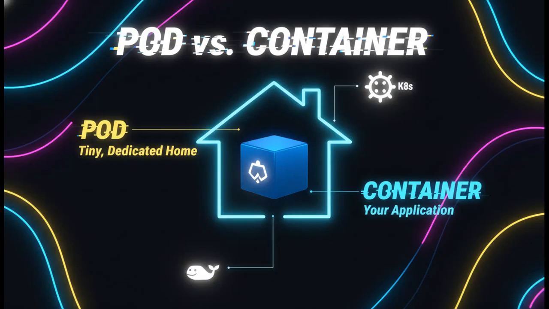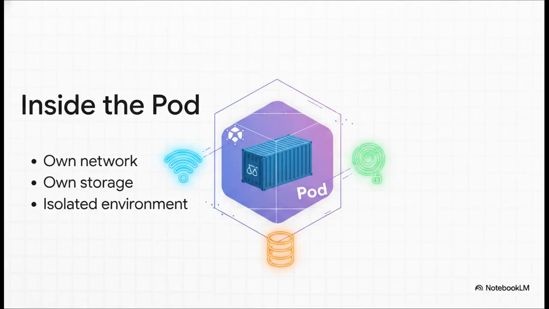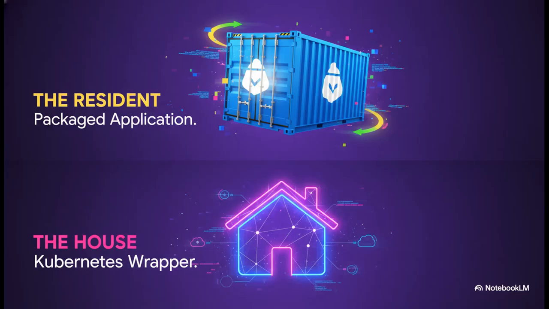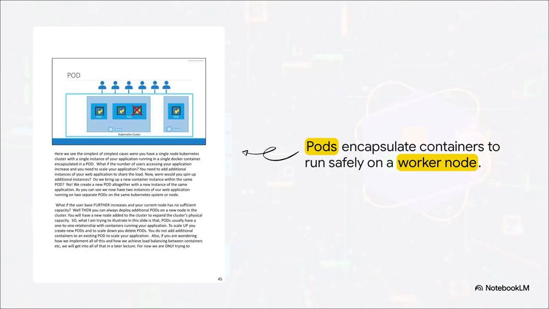The best way to picture a pod? Think of it as a tiny, dedicated home. This little home gives your container its very own network, storage, and completely safe environment. So basically, the container is the resident living inside, and the pod is the physical house. You'll see multiple pods running side by side on a worker node, each safely guarding its resident.